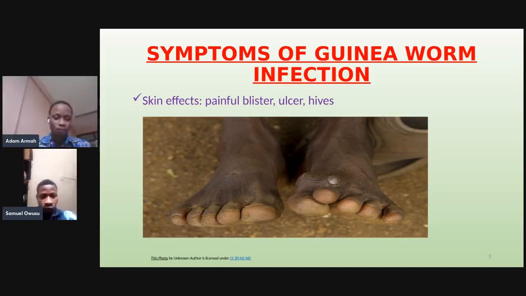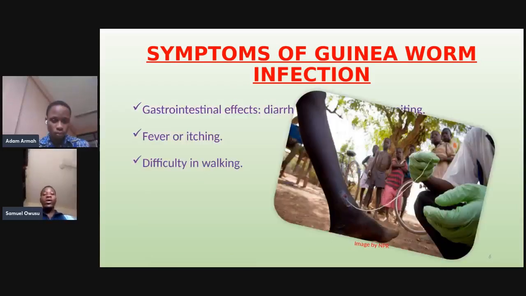So for the symptoms of the guinea worm, we have numerous symptoms, but I would like to elaborate on any two of them. Firstly, we have fever or itching. Before the worm emerges, the infected person may develop fever, swelling and intense itching at the site where the worm is about to break through the skin.